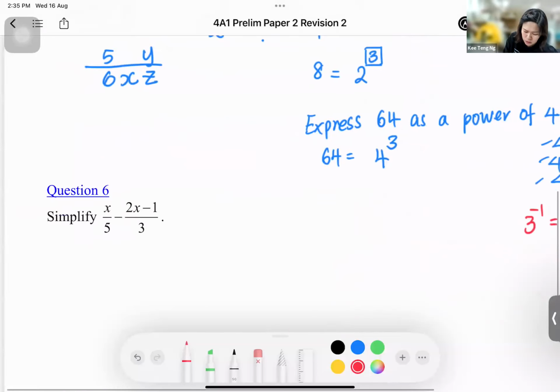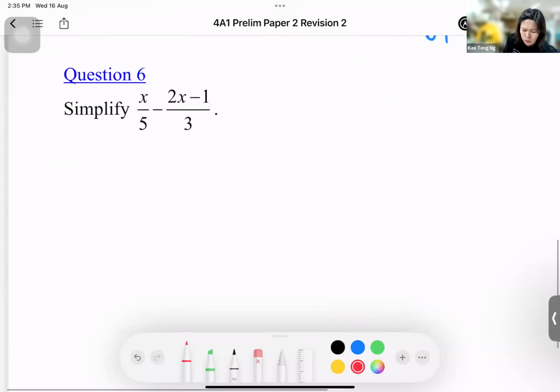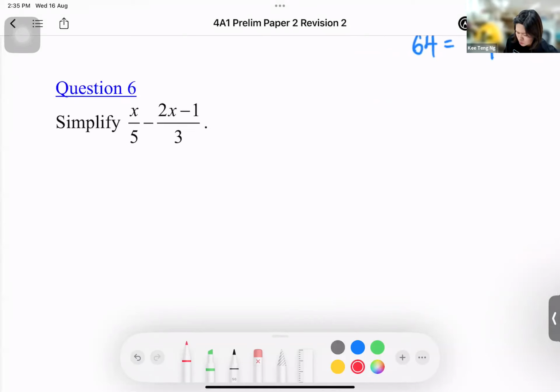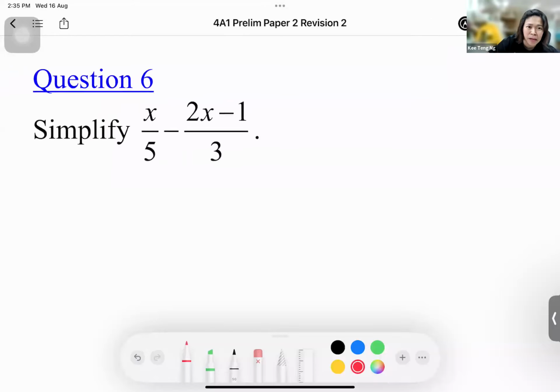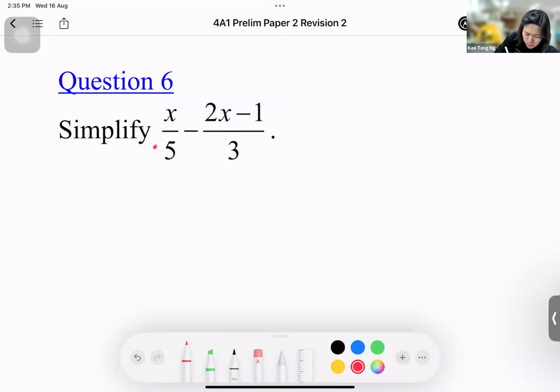All right, next question. Now, how do we do this? First, we must make the denominator the same. What denominator can we change it to? 15. Multiply by what number here? Make the denominator the same.